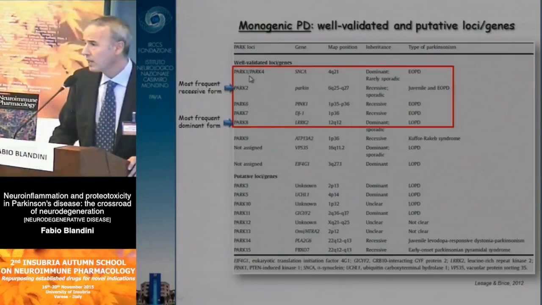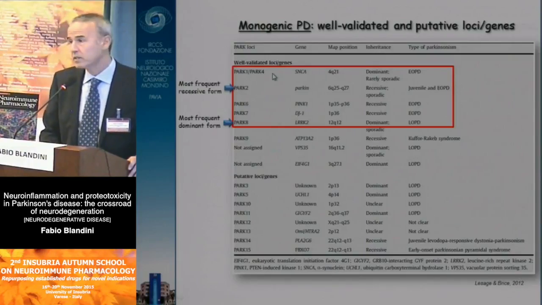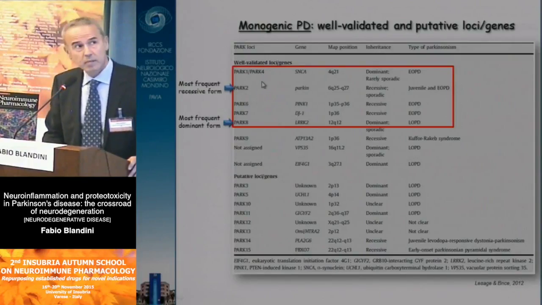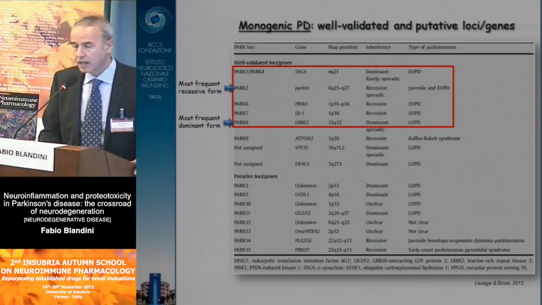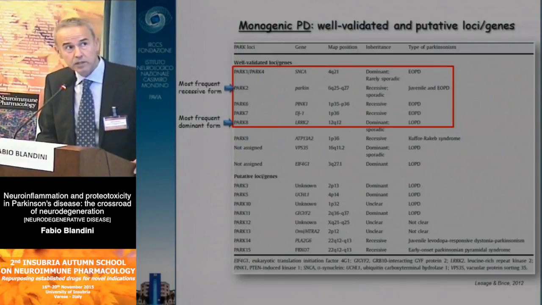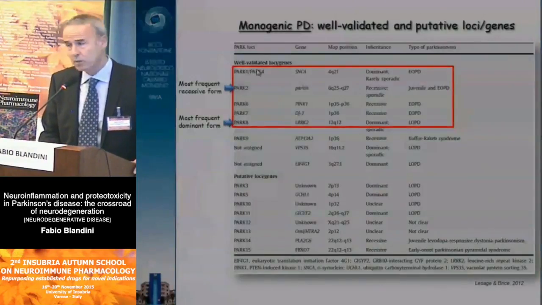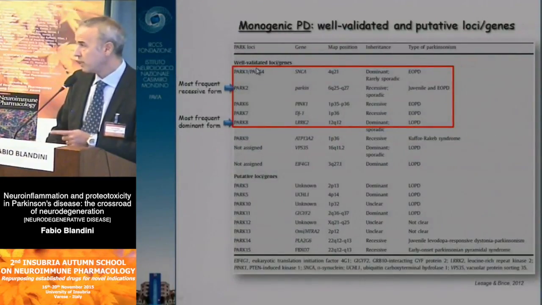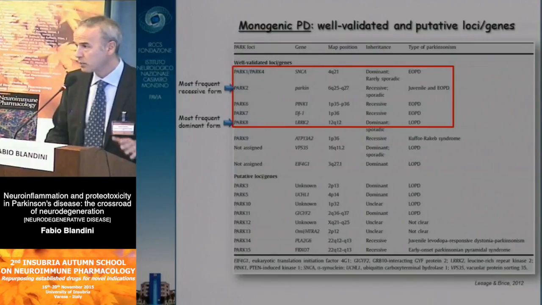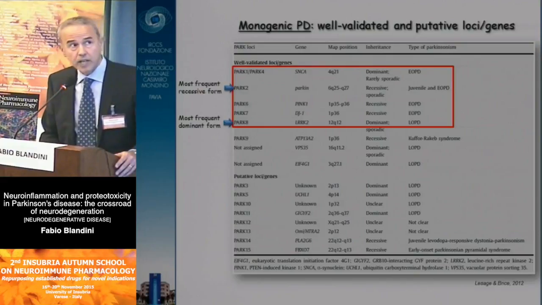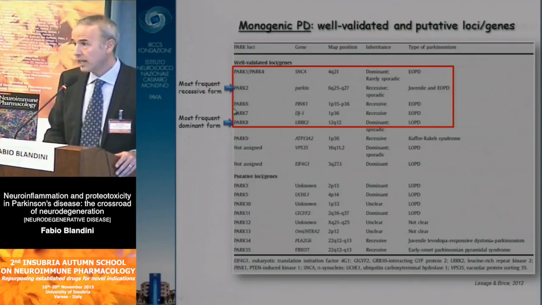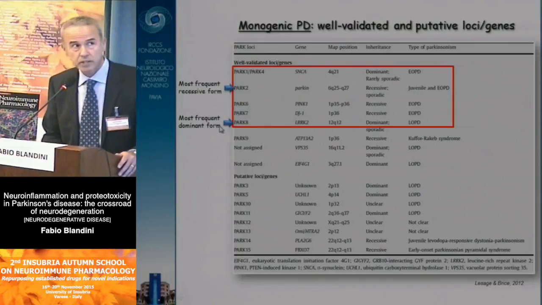So PARK1 and PARK4 refer to synuclein. In the first case, we have mutations. In the second case, PARK4, we have duplication or triplication of the gene, so the gene is not mutated in a PARK4 form of genetic Parkinson's disease. PARK2, although it was the first genetic form of PD described in the literature, is quite rare in the population. On the other hand, PARK2 mutations affect the gene encoding for Parkin. It is the most frequent recessive form, and so this is important for clinicians.